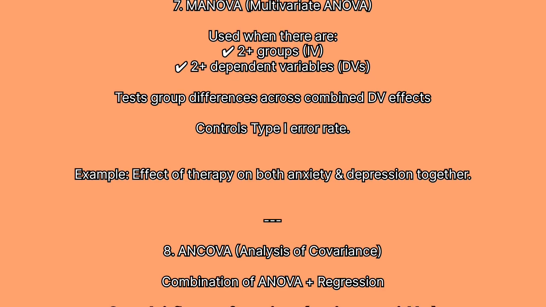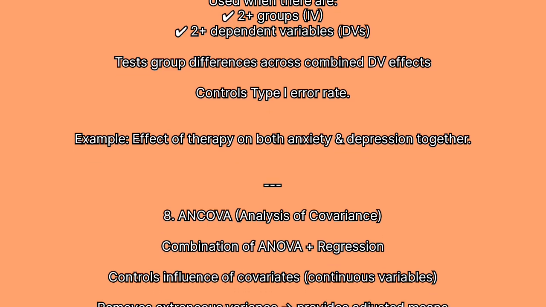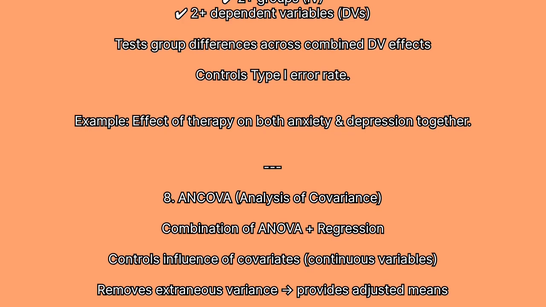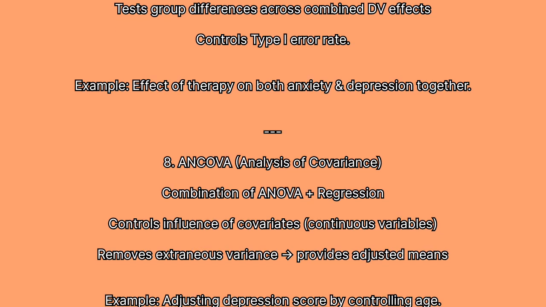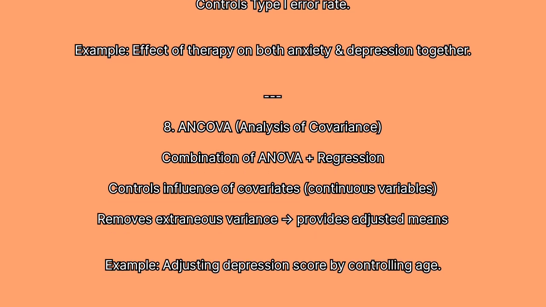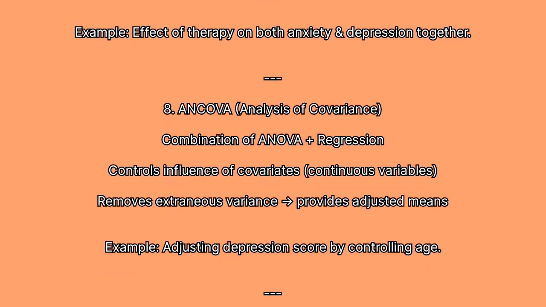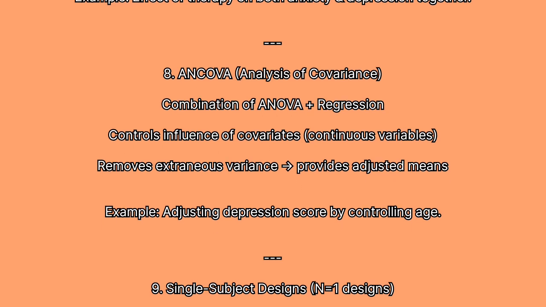Eighth, ANCOVA, analysis of covariance. A combination of ANOVA plus regression. It controls the influence of covariates, which are continuous variables, removes extraneous variance, and provides adjusted means. For example, adjusting depression scores by controlling for age.